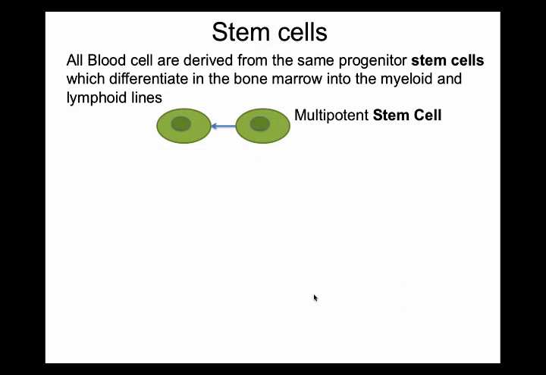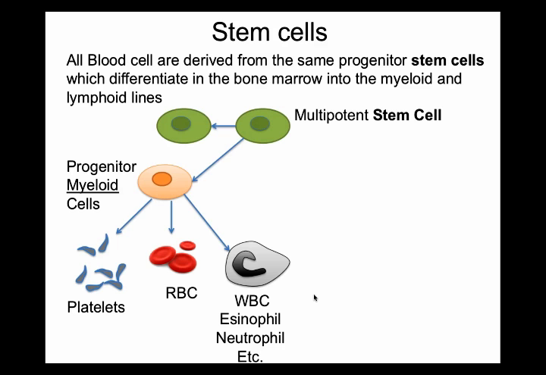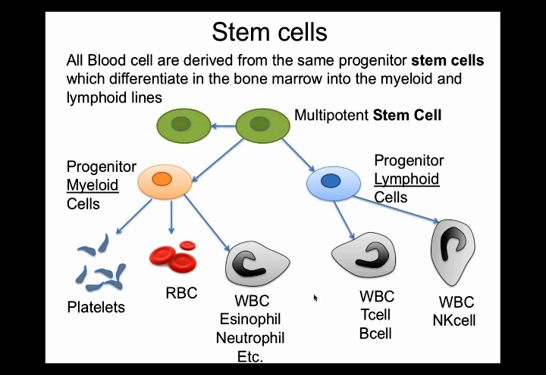In the bone marrow we have stem cells. A stem cell is a cell that can differentiate into other cells. The stem cell of the bone marrow can follow two lines of differentiation. It can go either through the myeloid line, which includes platelets, red blood cells and white blood cells, or through the lymphoid line, which creates other types of white blood cells.